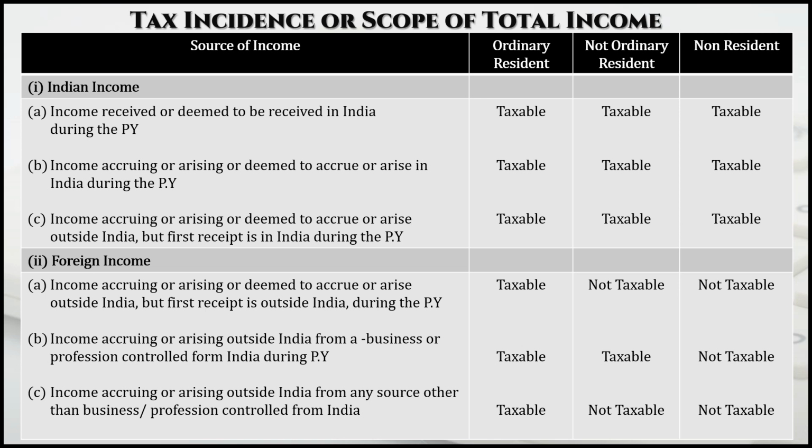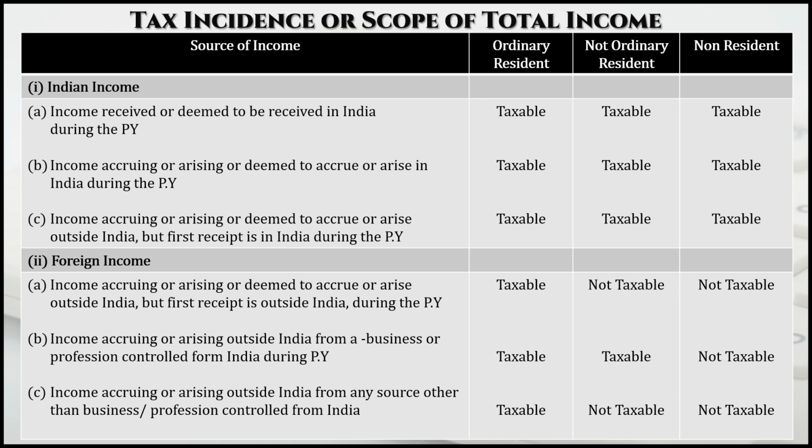Okay, so the first thing that we need to see here is the Indian income. So what is the source of income? Suppose income is received or deemed to be received in India in the previous year. You are earning some money received in India in the previous year, it's going to be taxable for all the three types of people living in the country. For an ordinary resident, it will be taxed. For a not ordinary resident, it will be taxed. And for a non-resident also, any income that is received inside the country, received in India, will be taxed.